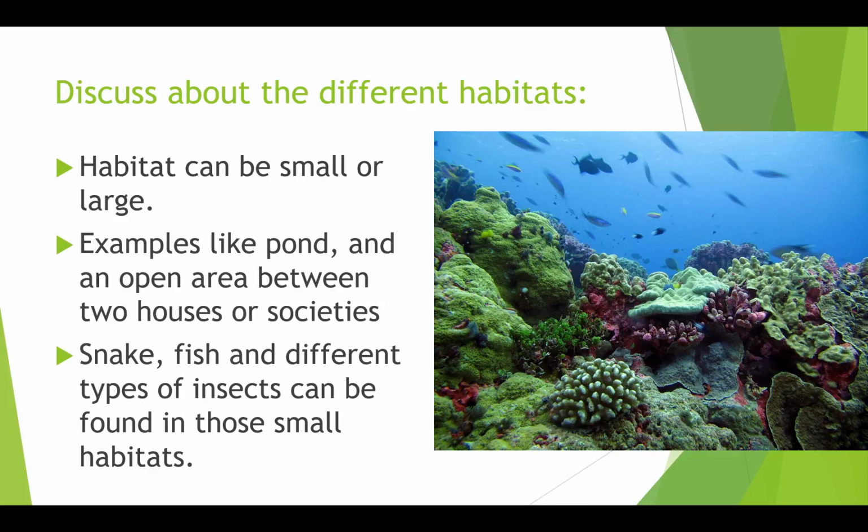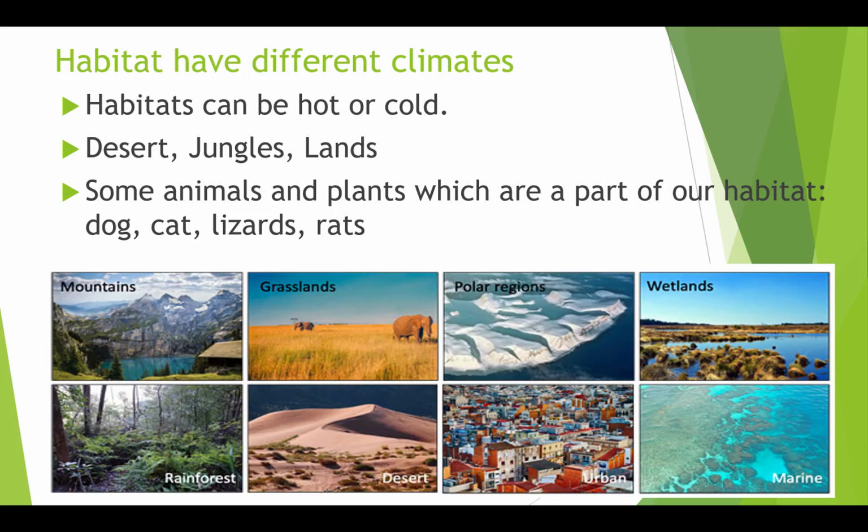Habitats have different climates. Habitats can be hot or cold, like deserts, jungles and lands. Some animals and plants are a part of our habitat. We share our habitat with dogs, cats, lizards and rats.